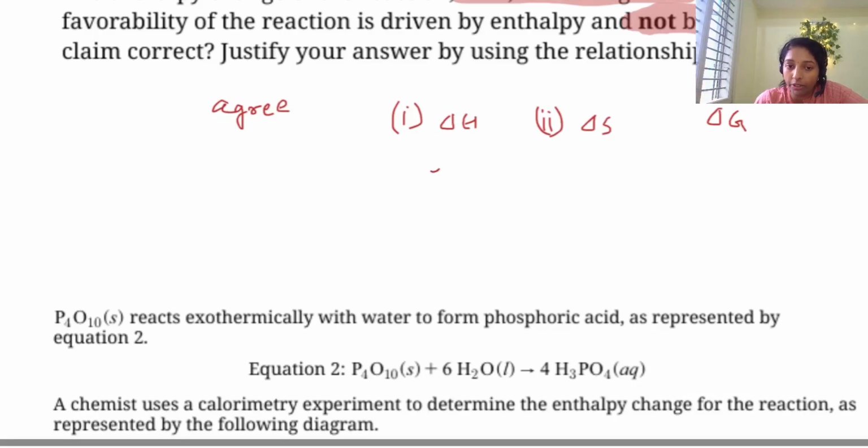So what do we mean by favorability for delta H? Exothermic reactions are favorable. Exothermic reaction means delta H should be negative. That is the condition for favorable. For delta S, entropy has to increase. So an increase in entropy is favorable. In this case we already found delta S is negative, but delta H is negative. So delta S is disfavorable, but delta H is favorable. So the only condition which is favorable for the spontaneous reaction in this case is delta H negative.